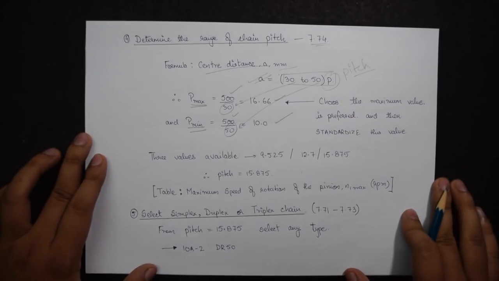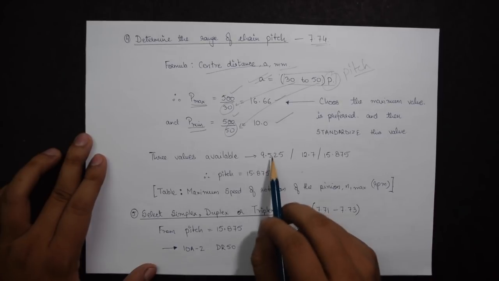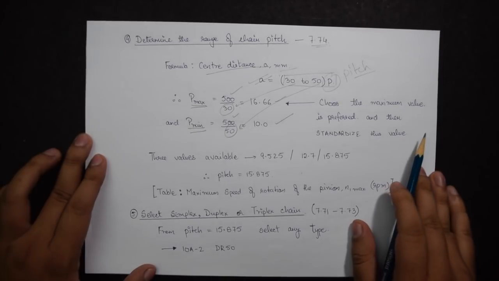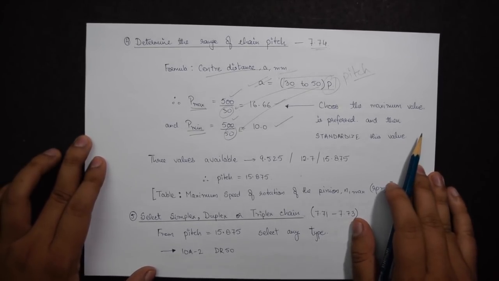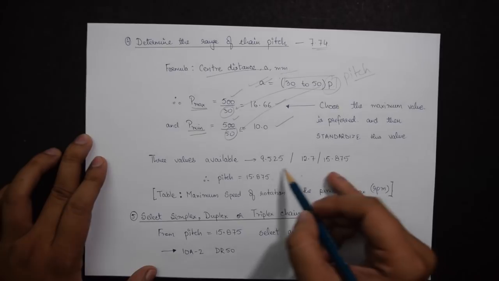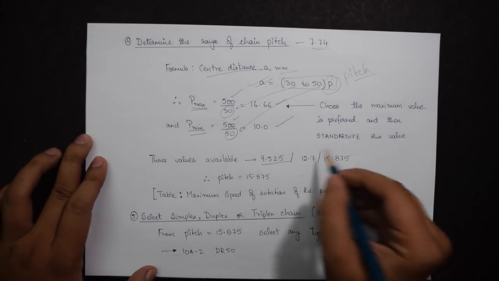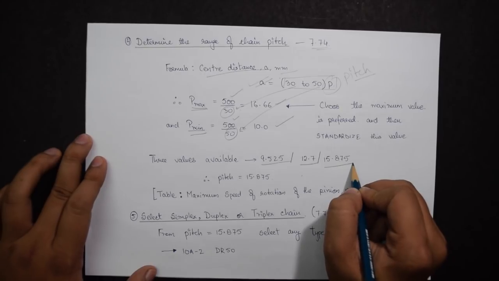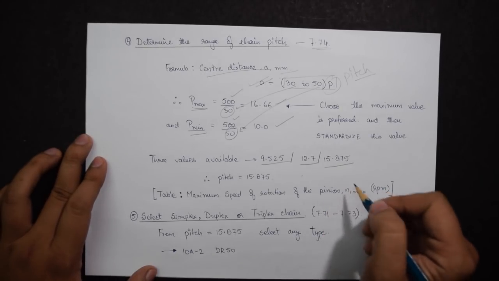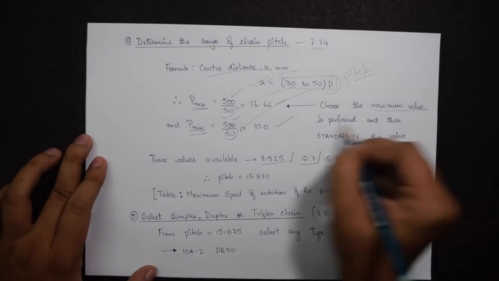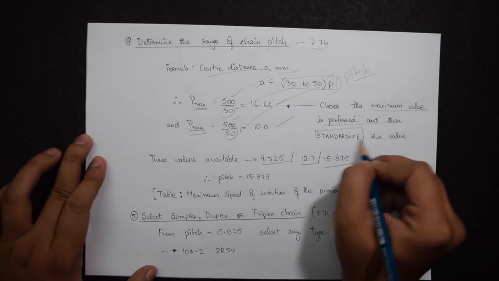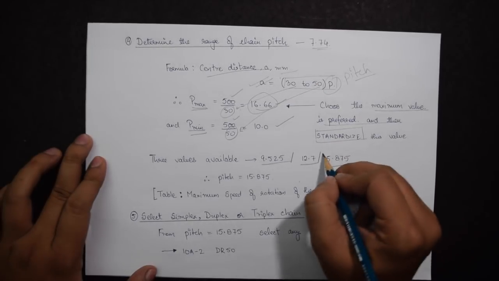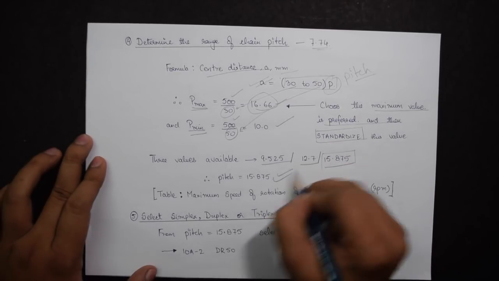Now in this data book, we have three values of pitch through which all the data are solved. This can be seen just above the formula on the table. We have the value of pitch as 9.525, 12.7 and 15.875. Now we should always consider the maximum value and then standardize this value. So 16.6 is maximum, and standardizing this we get pitch equal to 15.875.